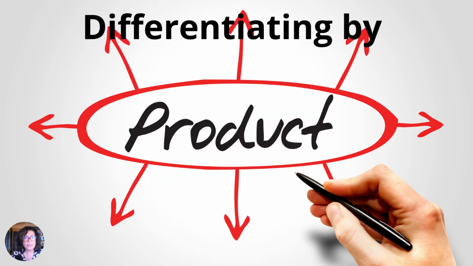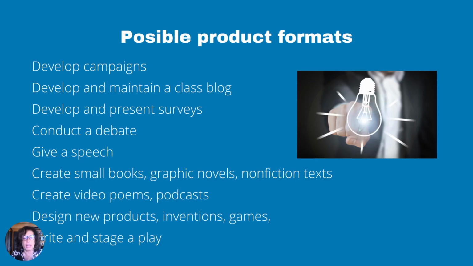Now, differentiating by product. A product is something that the students generate at the end of a significant span of learning. And this requires students to apply and extend what they have learned over a period of time. Products may range in complexity, but they should all have a clear academic criteria and be clearly aligned to the learning intentions and targets. For example, here you have some possible product formats: developing campaigns, blogs, surveys, debates. We do these things, only we don't call them products.